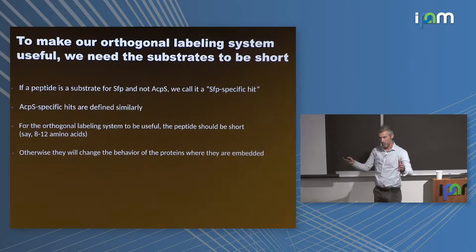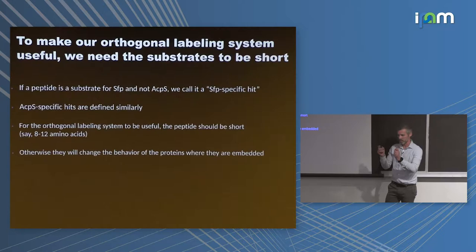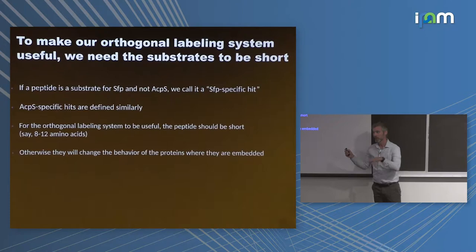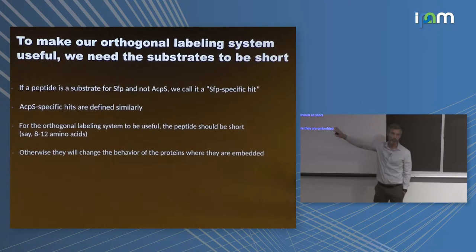That's part of the chemical goal. Another part of the chemical goal is that, in order to make this labeling orthogonal, the ACPS enzyme must not affect the SFP peptide and vice versa. That's called orthogonality. If a peptide is labeled by SFP but not by ACPS, we call that an SFP-specific peptide substrate. The second part of the design goal is that these peptides need to be short, because I'm going to be inserting them into larger proteins, and I don't want them to screw up the biological function of those proteins.